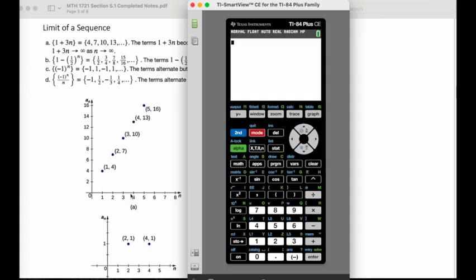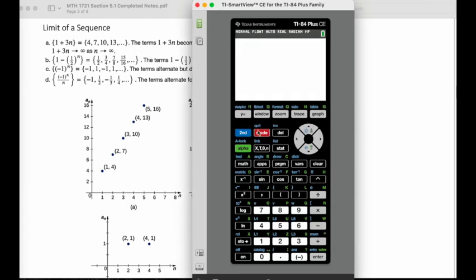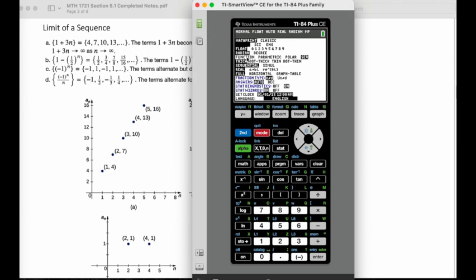Now let me show you how you can get this picture on your calculator. So the first thing you want to do is hit the mode button, and make sure you're in sequence mode. Typically we're in function mode, but in this case we want to be in sequence mode. So come down to where it says function, parametric, polar, and sequence, and make sure you're on sequence and then hit enter.